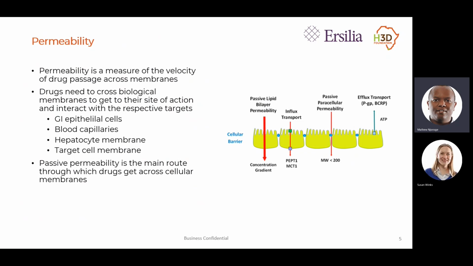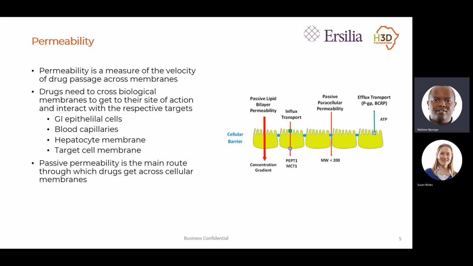And I know the biologists here will know much more about this, but the key point in permeability is that the easiest way and the most predictable way, and the way that we want to target when we are designing drugs, is to try as much as possible to make sure that our drugs can cross cell membranes through passive diffusion.